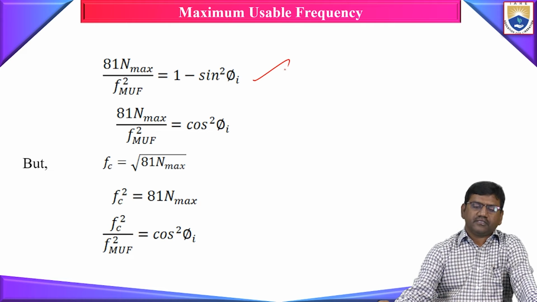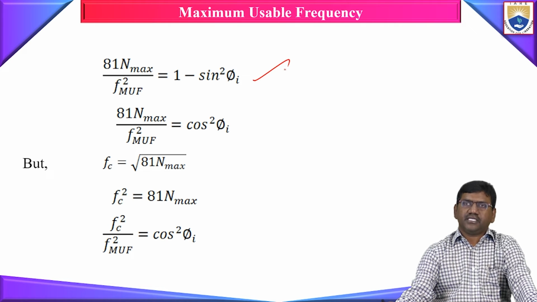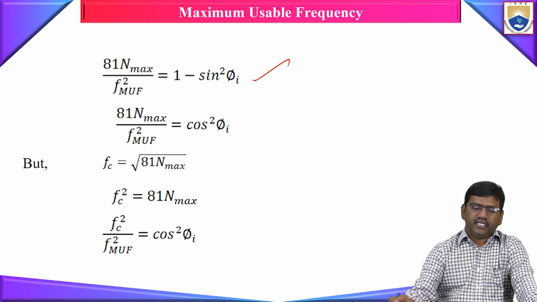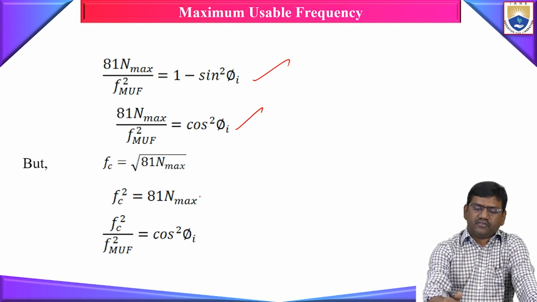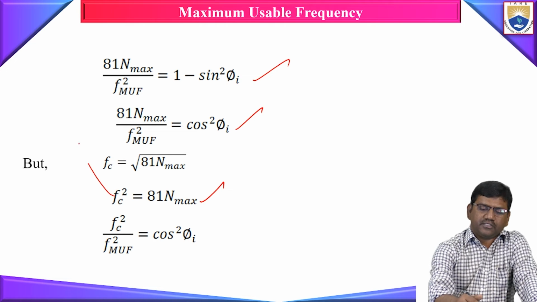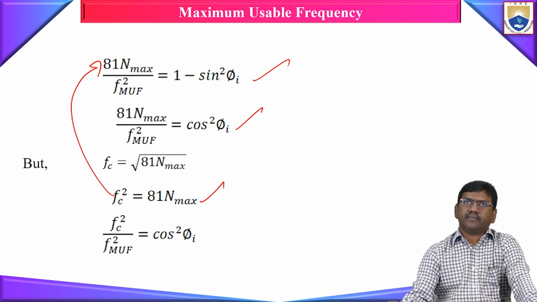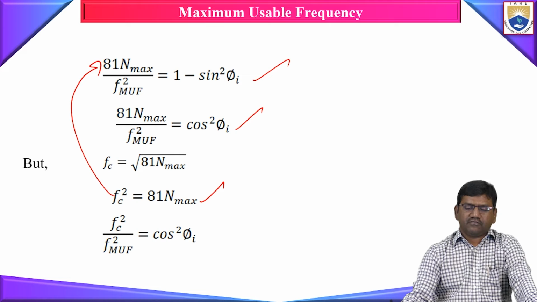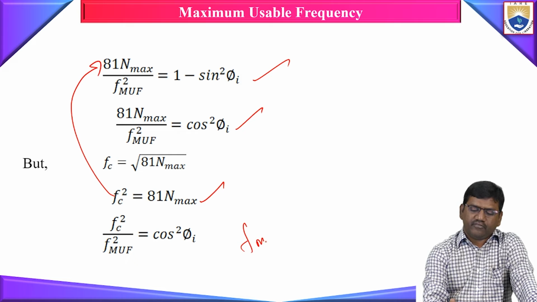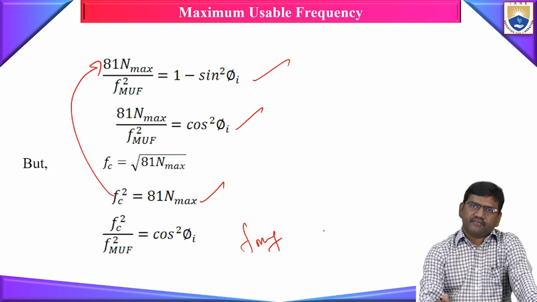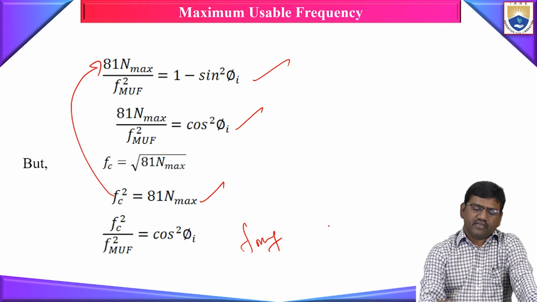You can see here, 81 N max by f square mod is equal to 1 minus sin square theta I, and here 81 N max by f square mod is equal to cos square theta I, and fc square is equal to 81 N max. So we are going to substitute this value here, 81 N max. So we will get fc square by f square mod is equal to cos square theta I. From this equation, you can directly get the value of f mod.